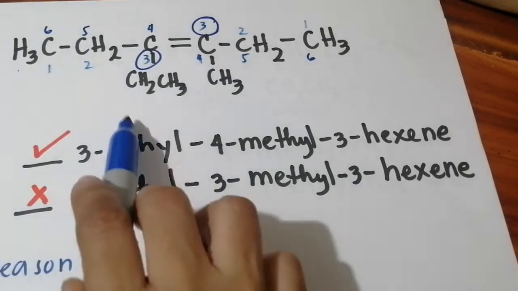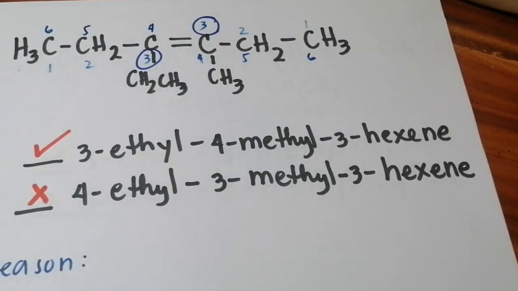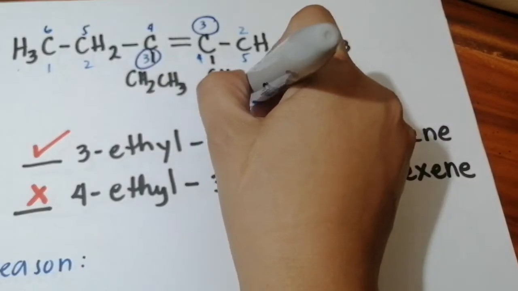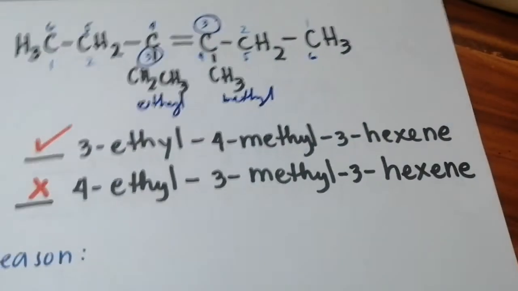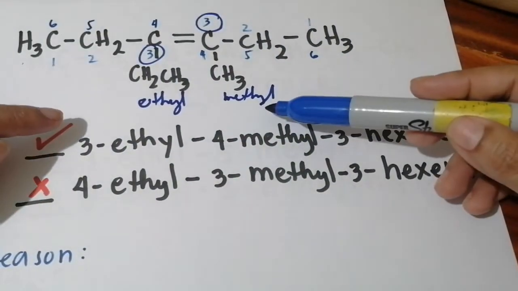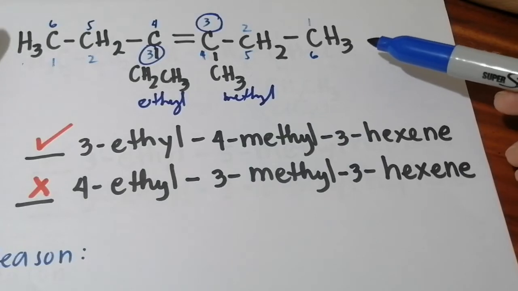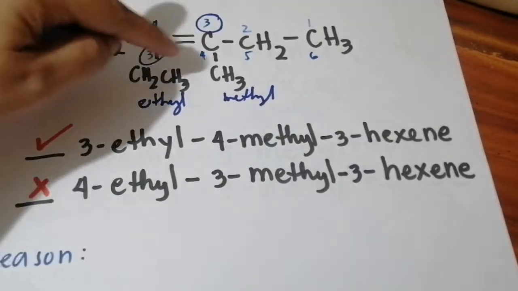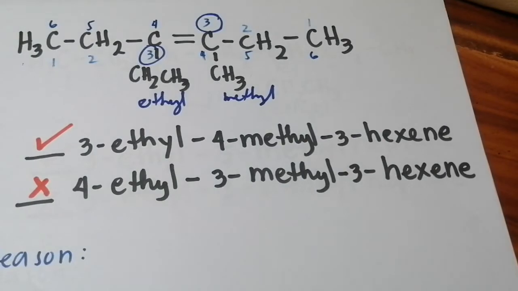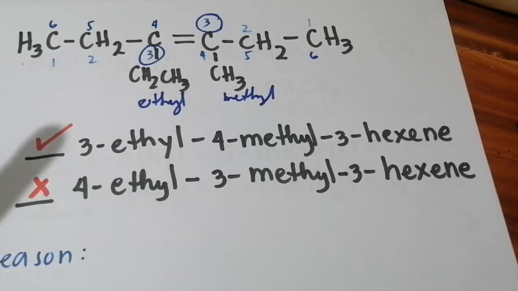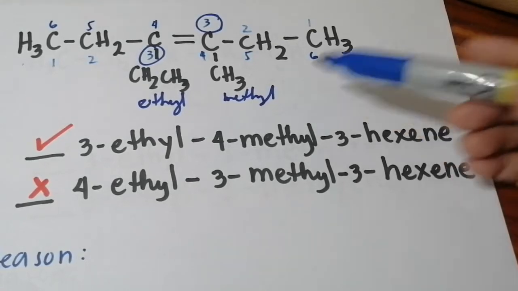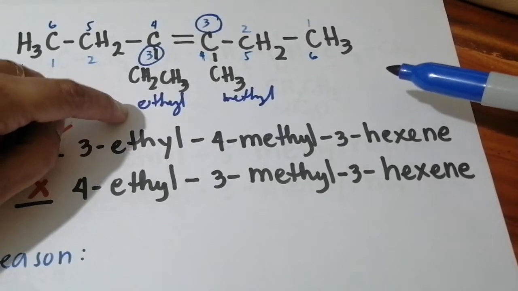And look at the substituents, they are different again. The other one is methyl. The other one is ethyl. So we have the same position of the substituent if you count on both ends, and the same position of the double bond. Our last resort when we name them is to identify which substituent comes first in alphabetical order. Since this is methyl and this is ethyl, E comes first before M.